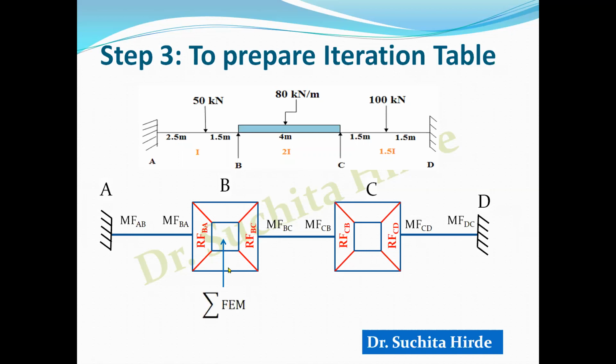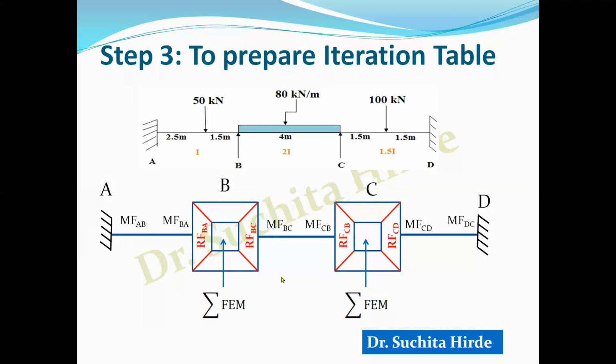and this we have to write in this small square. So here what we are going to write? We are going to write the summation of fixed end moment at that joint. If there are 4 members meeting at that joint, then we will add four values and write here. So here there are 2 values. So we will take the sum of fixed end moment of BA plus BC. Similarly here we will add fixed end moment of all the members meeting at that joint. So MFCB and MFCD, add it, write it here.